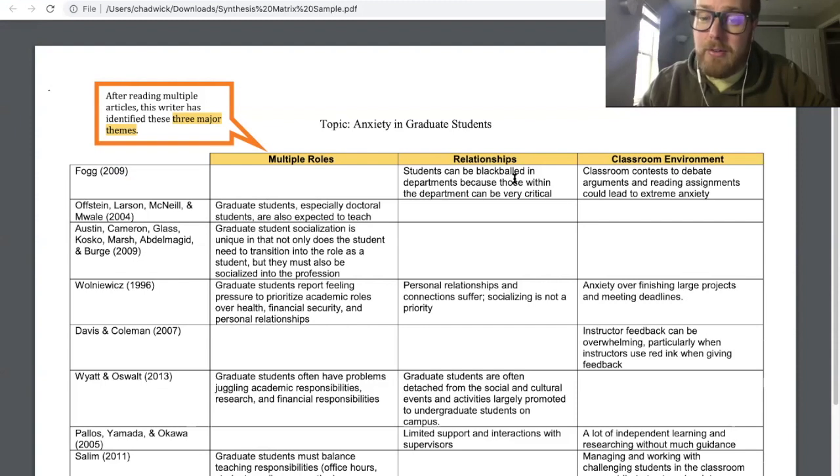They do, however, talk about relationships in classroom environment. So what they've done is they've included information from that source over here. So anything that it had to say with relationships, they say students can be blackballed in departments because those within the department can be very critical. Now notice they didn't quote it, they paraphrased it, right? So what you can do is just simply type out very shortly, what does that source have to say about that subtopic? Or you could even write this as a question, right? So this could be a question up here.